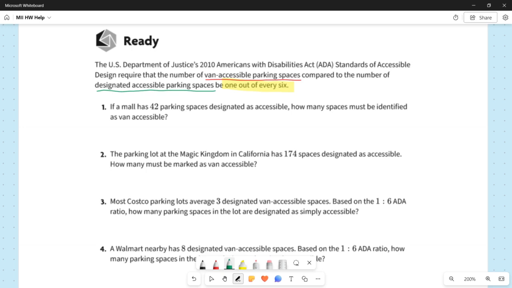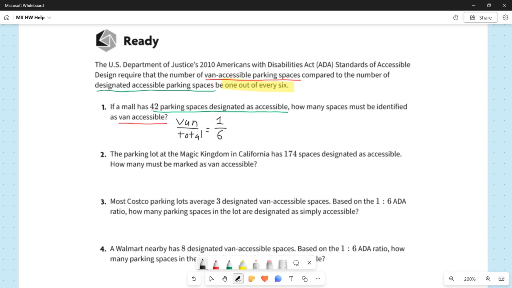Question number 1. If a mall has 42 parking spaces designated as accessible, so that's the total, how many spaces must be identified as van accessible? Okay, so we are told that our ratio of van accessible to total, according to the ADA, has to be for every 6 spaces, 1 of them must be van accessible.